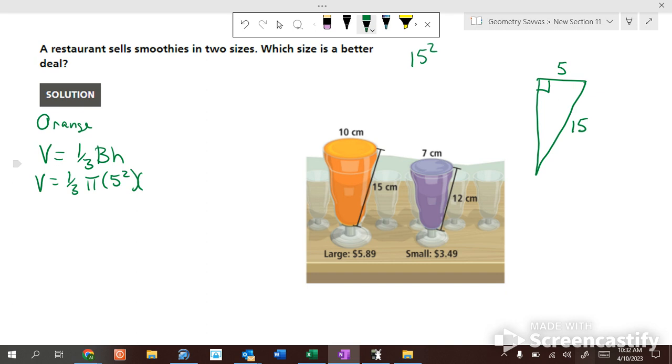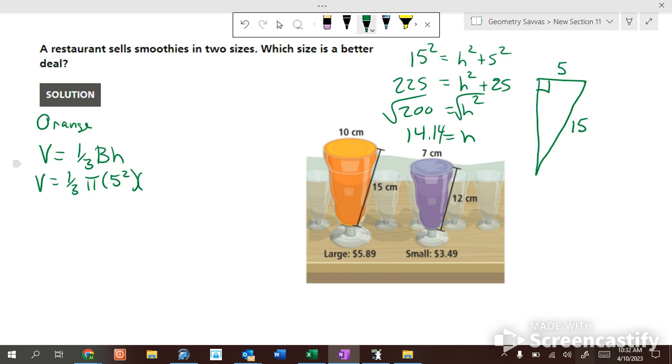What's 15 squared equals the height squared plus 5 squared? So 225 equals height squared plus 25. So 200 equals the height squared. So let's take the square root of that. What is the height of the orange one? 14.14. Sounds good.